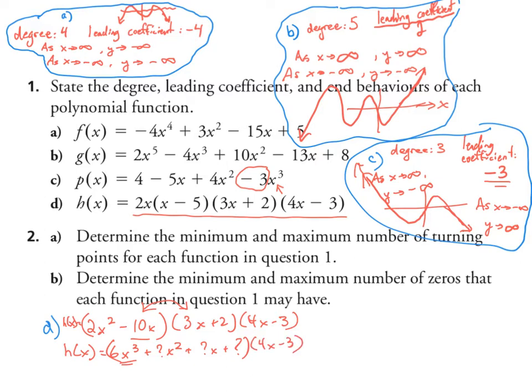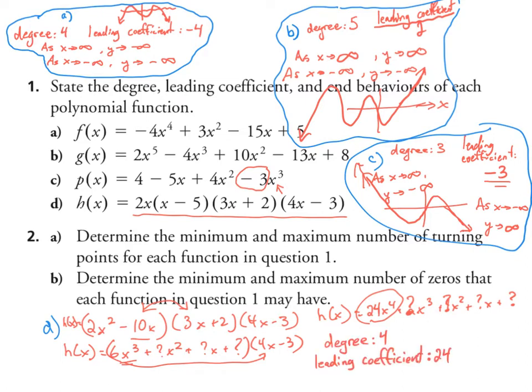And so h of x here, when I multiply these two together, is going to be 24x to the power of 4 plus something x to the 3 plus something x squared plus something x plus something. All right, so this is going to be our degree 4 with a leading coefficient of 24.